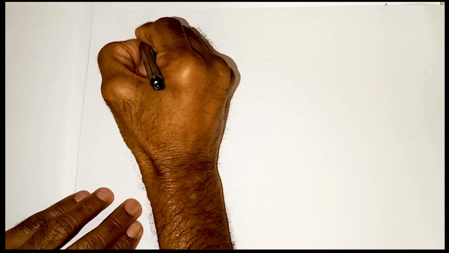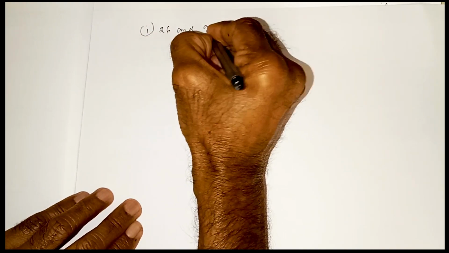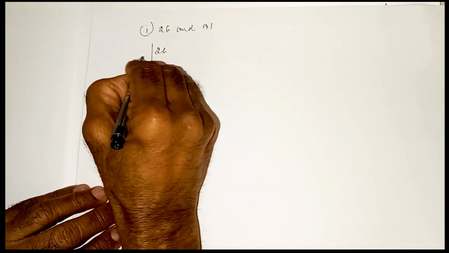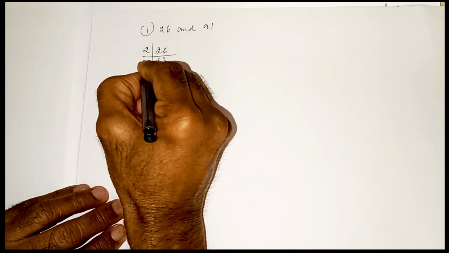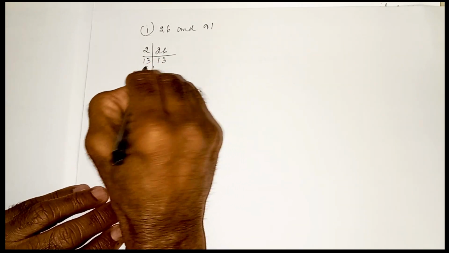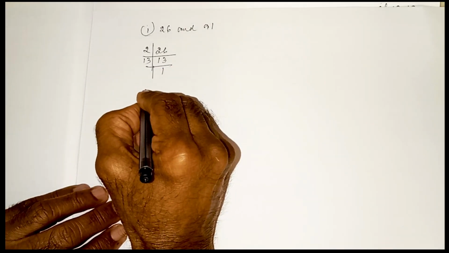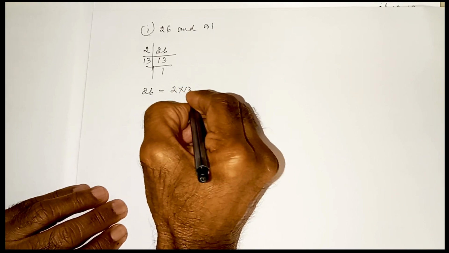The first question is 26 and 91. Let's find out the factors of 26 first. You try with 2, it goes 13 times. 13 into 1 is 13. Therefore, the factors of 26 are 2 and 13.